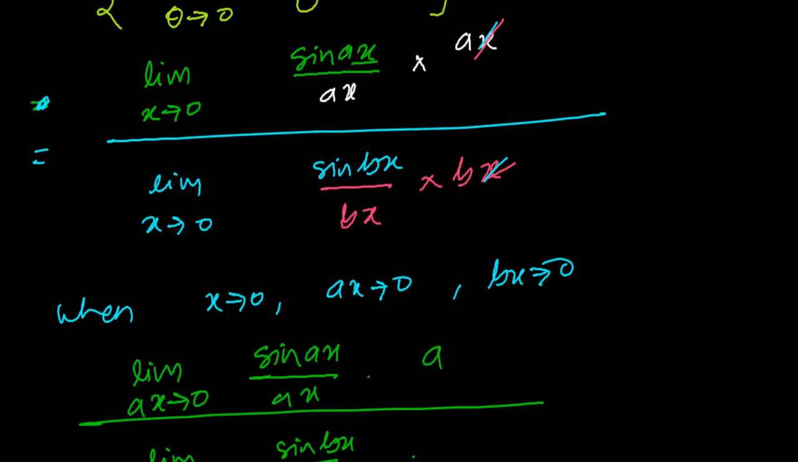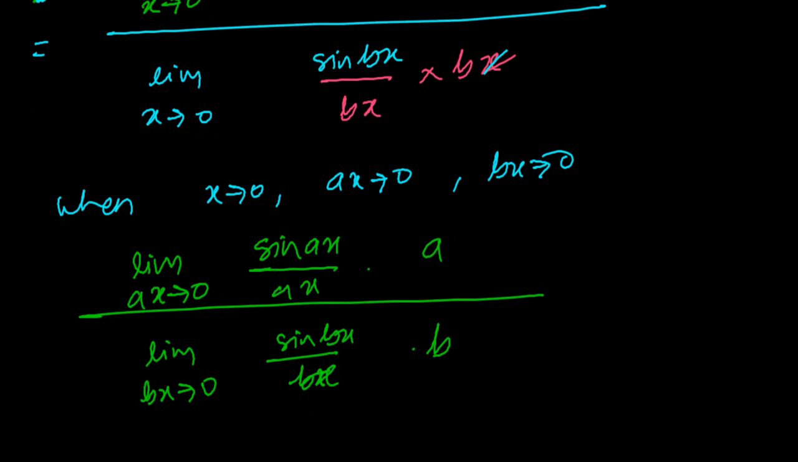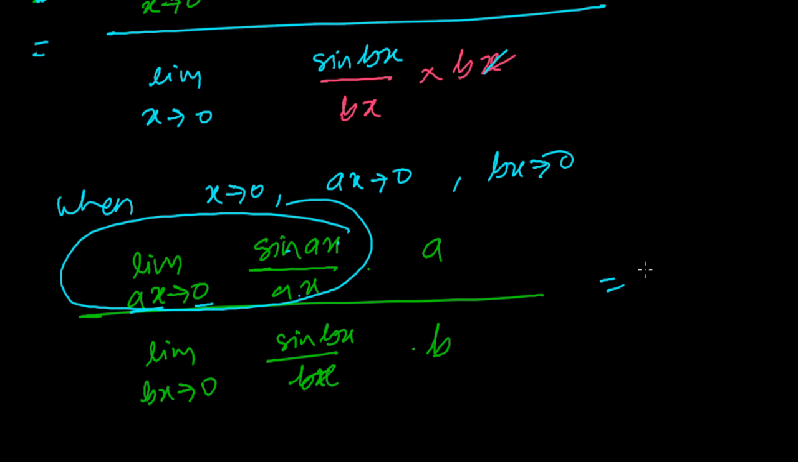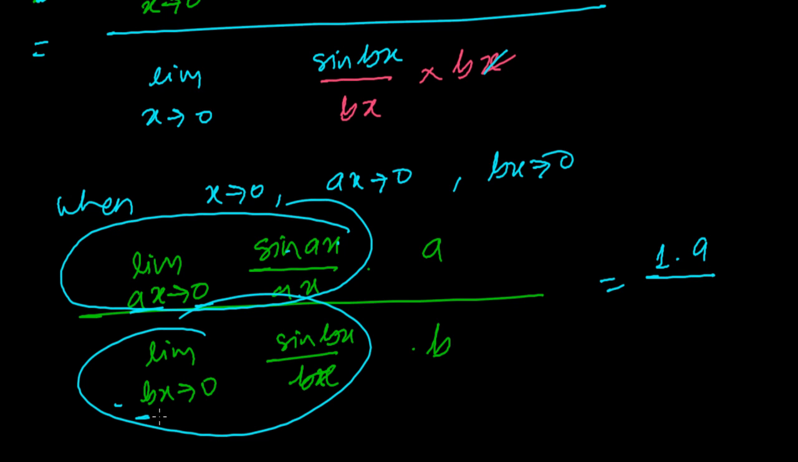So this is b here, and as per the formula, this limit, angle tends to 0, sine of the angle divided by the angle, that will be 1 times a, and again this limit, bx tends to 0, sine of bx divided by bx, that's 1, so 1 over b, and that's a by b, our answer.